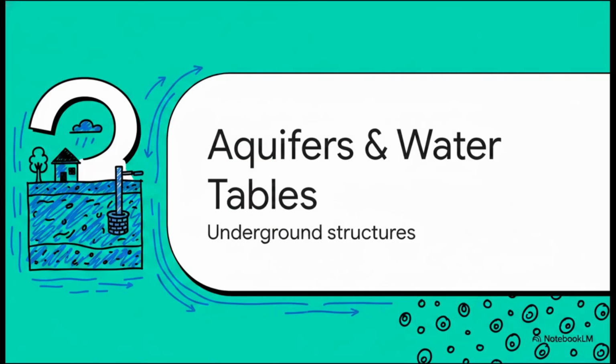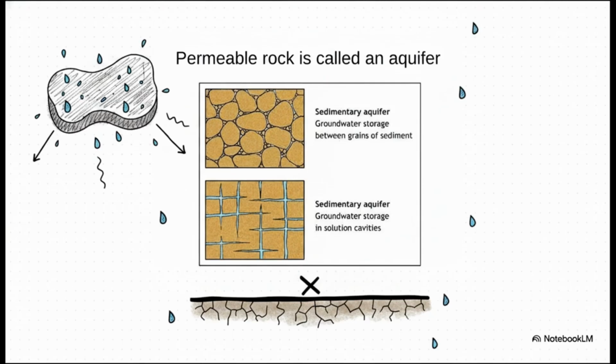Section 3. Aquifers and water tables. Time to look at the underground structures themselves. An aquifer is simply a massive body of highly permeable rock or soil. Basically, you can think of it as a giant underground sponge. It stores water in two main ways, either nestled right between the grains of porous sediment or inside a vast network of connected cracks, fractures, and fissures within solid rock.